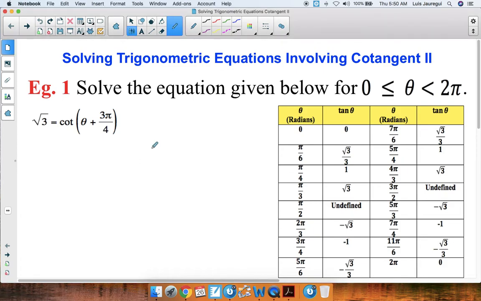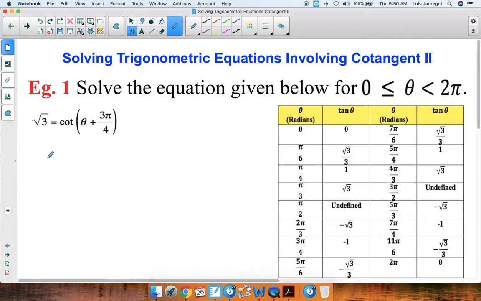Welcome. In this video, we'll be solving trigonometric equations involving cotangent part 2. Let's take a look at our first example. Solve the equation given below for theta greater than or equal to 0, less than 2 pi. So notice here we have square root of 3 is equal to cotangent of theta plus 3 pi over 4.